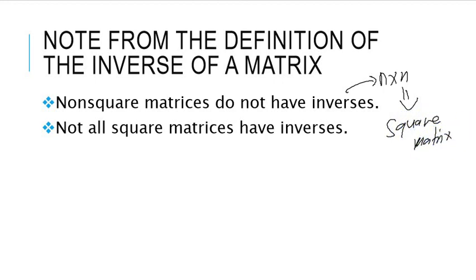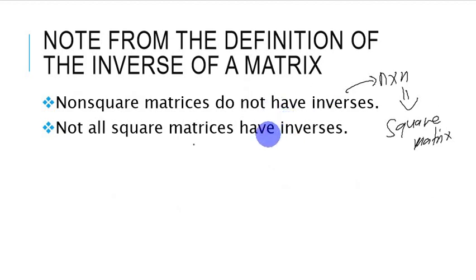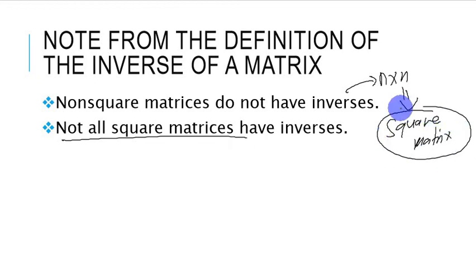However, if we're going to go back to the definition, the matrix A, that square matrix, is invertible if B exists. If B does not exist, then the matrix, even though it's a square matrix, is singular or it does not have an inverse. So this would also mean that not all square matrices have inverses. So at the start, we're going to deal with square matrices. If we don't have a square matrix, then we cannot find its inverse.